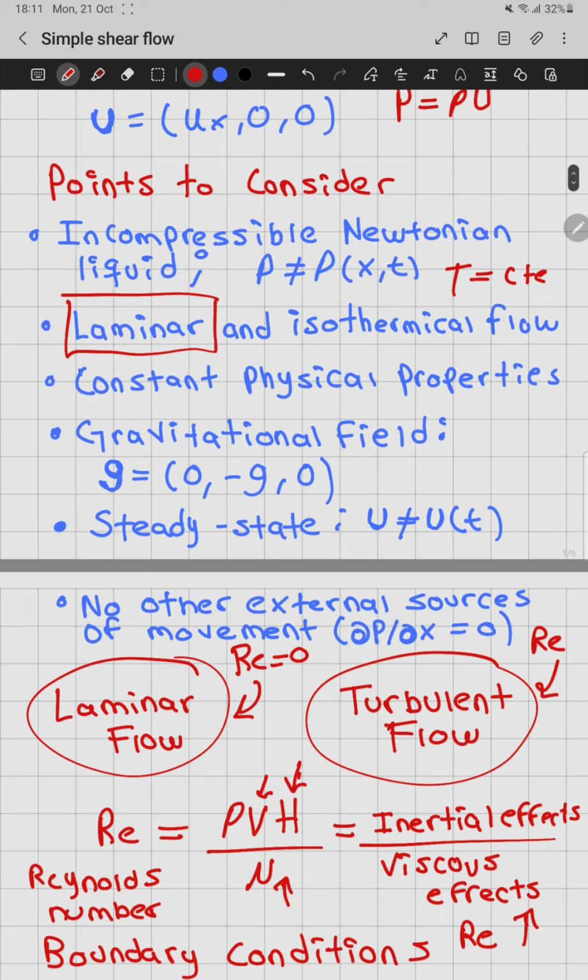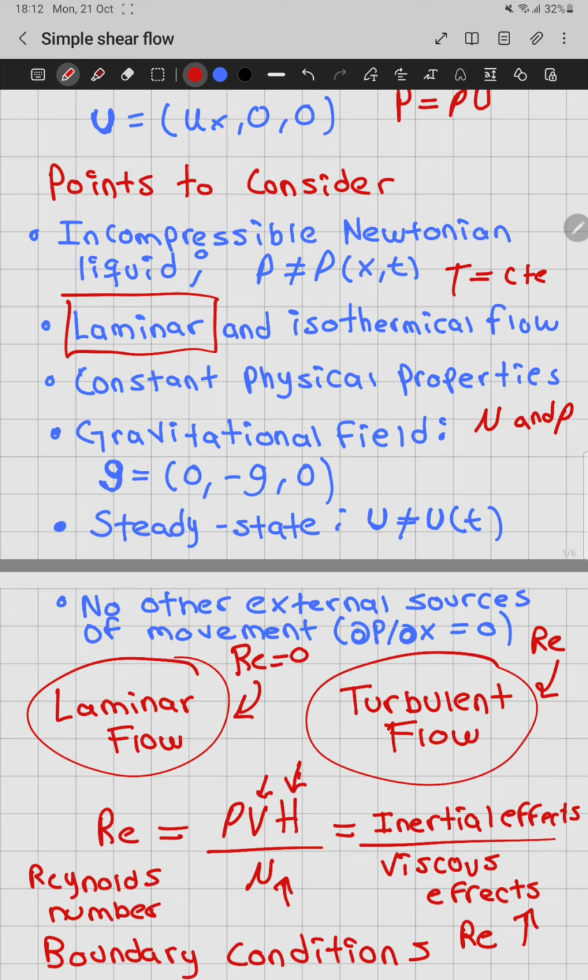Once we have talked about this, I also want to mention that we will assume constant physical properties. That means that the viscosity and the density are going to be constant always. There are going to be some gravitational effects on the flow. The gravitational forces are only important in the y direction, so that's why we have only a non-zero component of the vector in y.